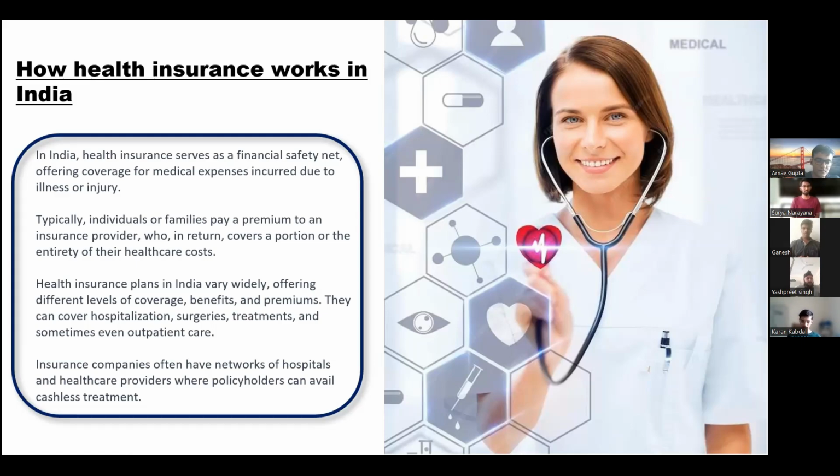Health insurance plans in India vary widely, offering different levels of coverage, benefits, and premiums. They can cover hospitalization, surgeries, treatments, and sometimes even outpatient care. Insurance companies often have networks of hospitals and healthcare providers where policyholders can avail cashless treatment. Additionally, policyholders can opt for reimbursement of expenses incurred outside the network. Government schemes such as Ayushman Bharat aim to provide health coverage to economically vulnerable sections of society, further augmenting the landscape of health insurance in India.